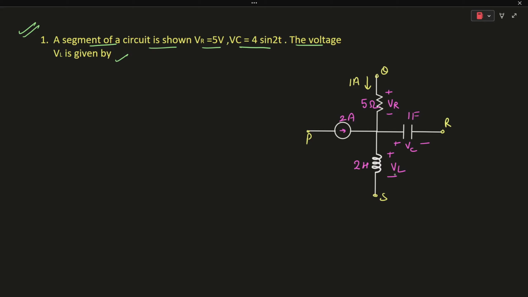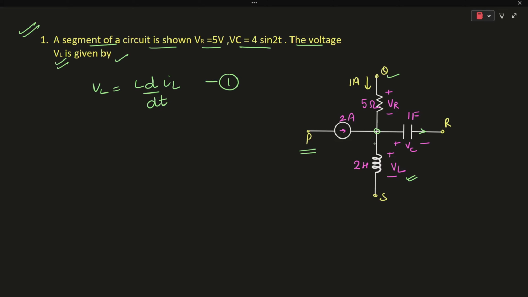Okay, so we know that the voltage VL across the inductor is given as VL is equal to L d/dt of IL, where IL is the current flowing through this 2 Henry inductor. So let's say this is your first equation.